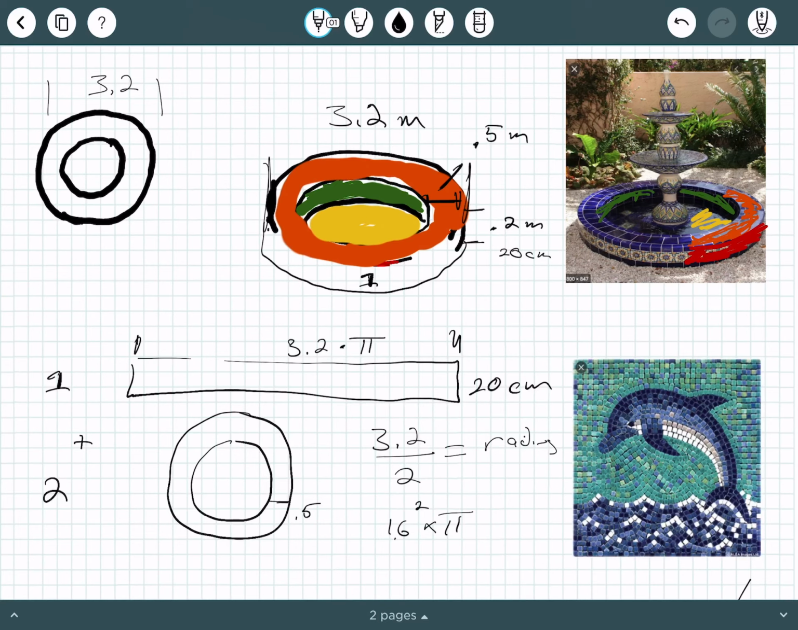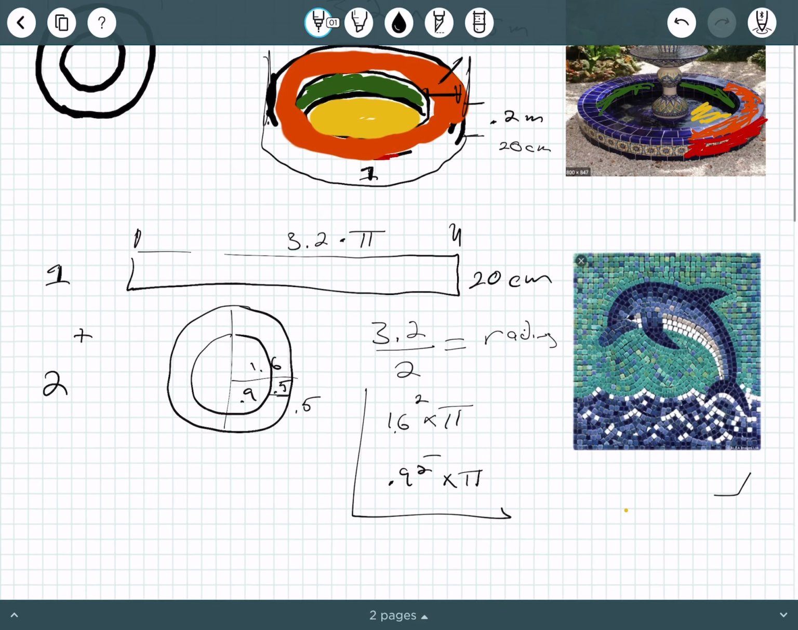After you've done this, then you're going to go back and subtract the diameter over 2, so the radius here. So if this is 1.6 and this is 0.5, we know that this is 0.9. So you're going to subtract 0.9 squared times pi. And after you take this minus this, you will get your area.